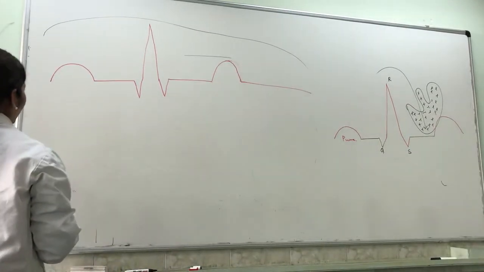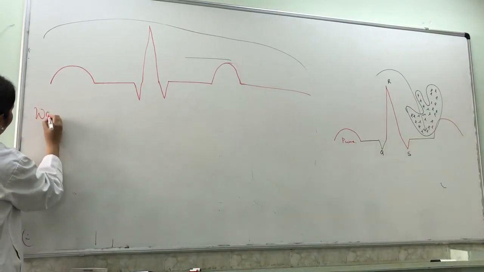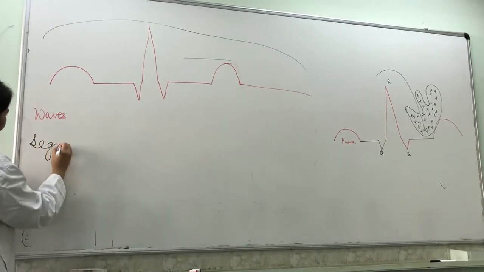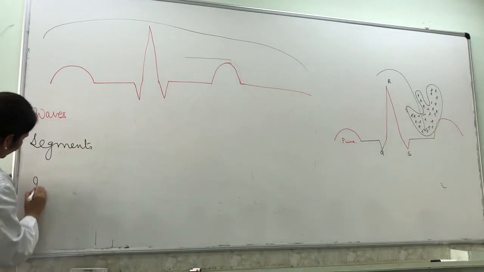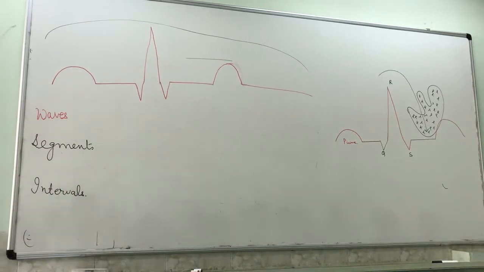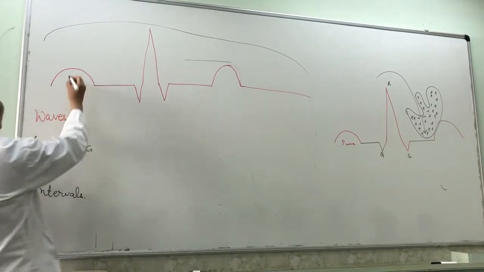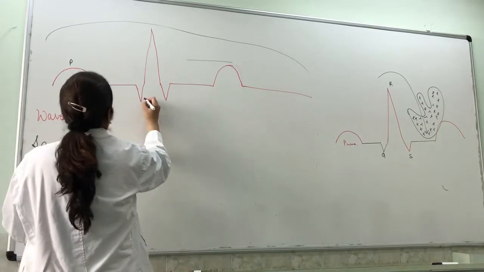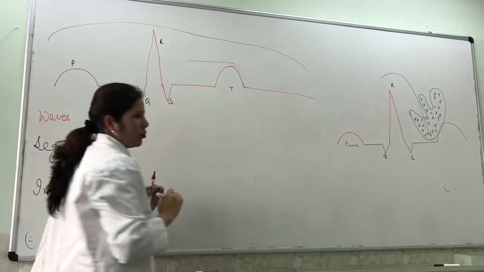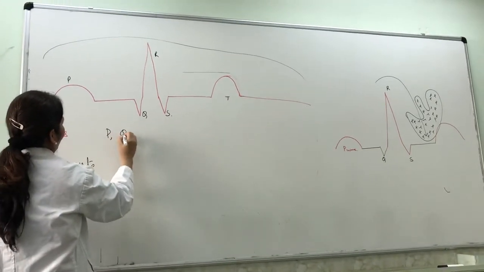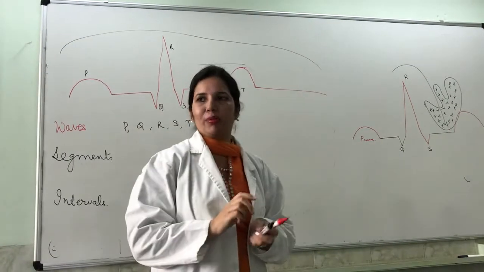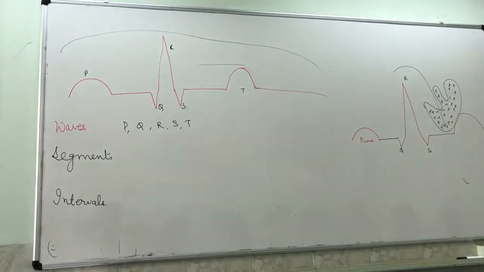This is the ECG pattern which we get, right? So waves, then segments, and then intervals, right? So how many waves do we have? P, Q, R, S, T. What do we define as waves? Waves are the deflections in the galvanometer, right? They are the deflections which are called waves.